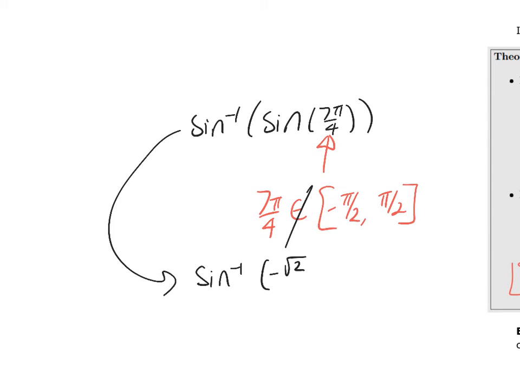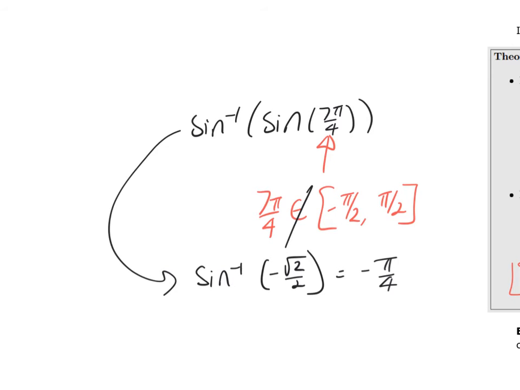It is negative root 2 over 2. Do you all agree the sine of 7 pi over 4 is negative root 2 over 2? Now, in quadrant 4 in reverse, what angle is that? Negative pi over 4. Is negative pi over 4 in that interval that I have to restrict it to? Yes.